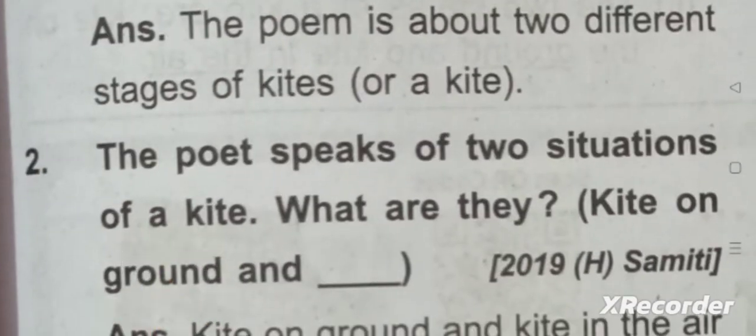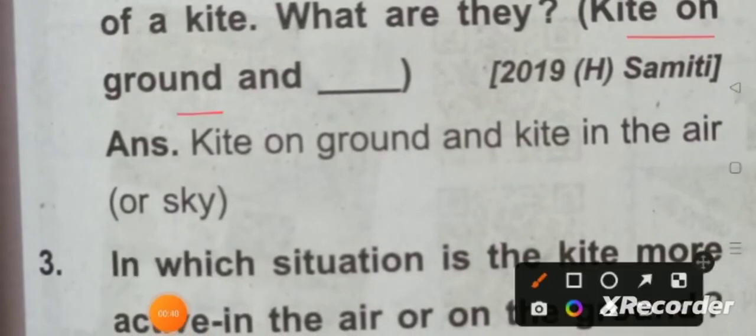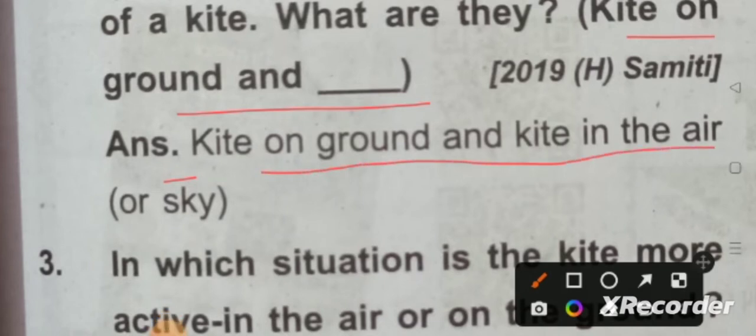Question 1. What is the poem about? Answer. The poem is about two different stages of kites. Question 2. The poet speaks of two situations of a kite. What are they? Answer. Kite on ground and kite in the air or sky.